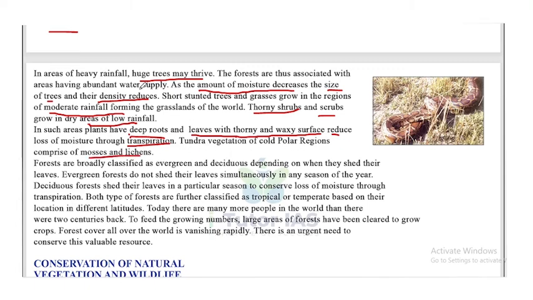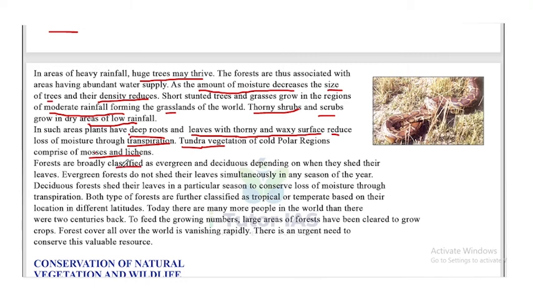So, look at this. First one is heavy rainfall, huge trees. Next, if the amount of moisture decreases, then the size of trees and their density reduce. That is, short-stemmed trees and grasses are seen in moderate rainfall regions, which is called grassland. Then thorny shrubs and scrubs are seen in very dry, desert regions. Next, the tundra vegetation is seen in cold polar regions, and comprises mosses and lichens. So these are the vegetation types.